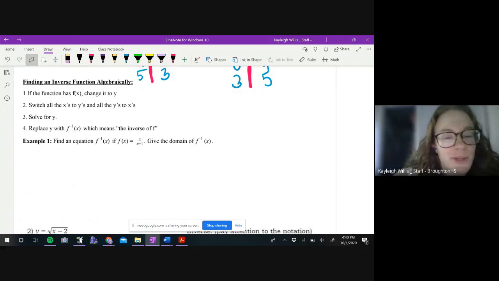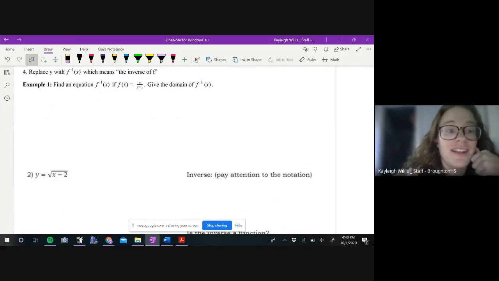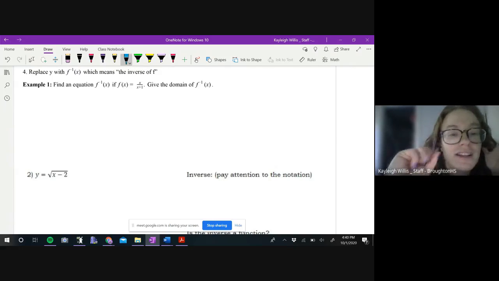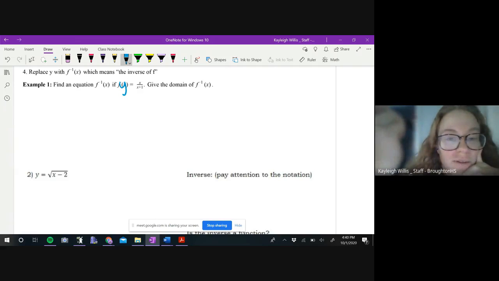They've given us these beautiful steps, and you can read them for your own. I'm going to jump right into it. It says find the equation, and then it tells me to give the domain. We'll talk about domain and range in a second. We're going to find the inverse first. So remember, f of x is just a fancy way of writing y. We know that that's y equals.